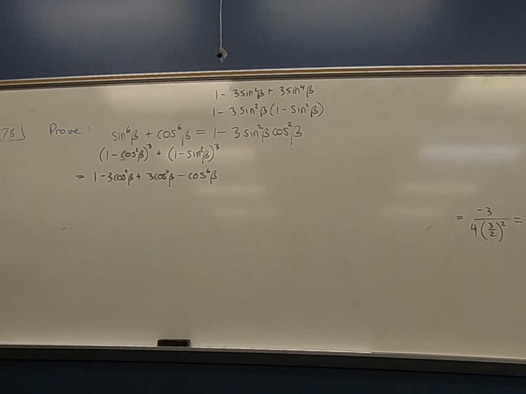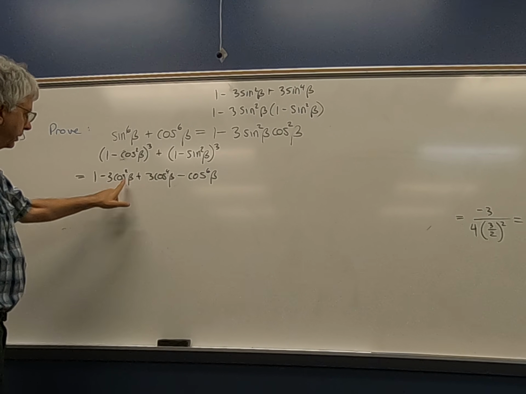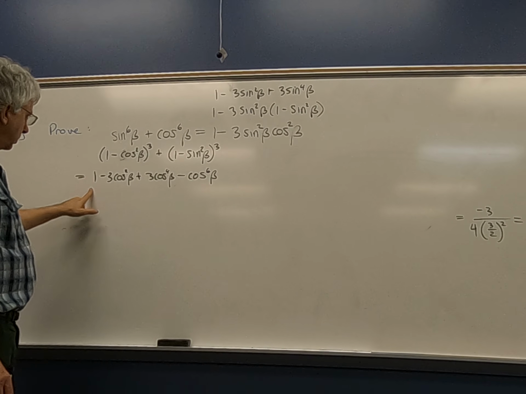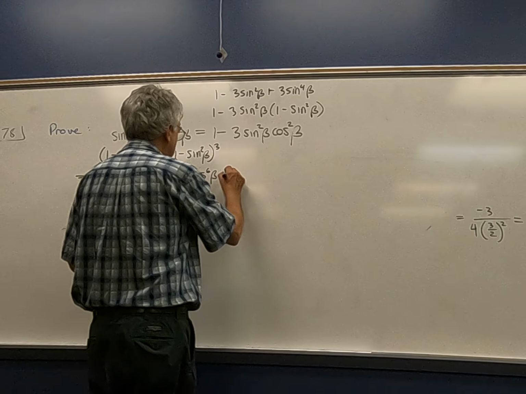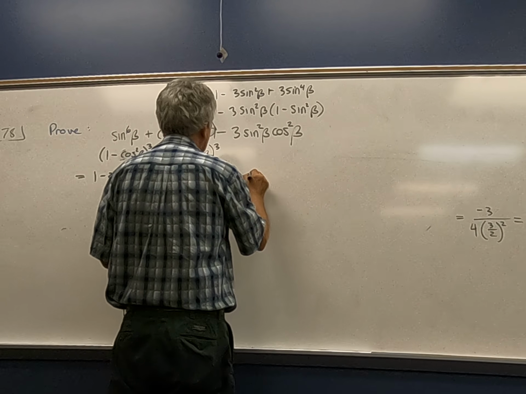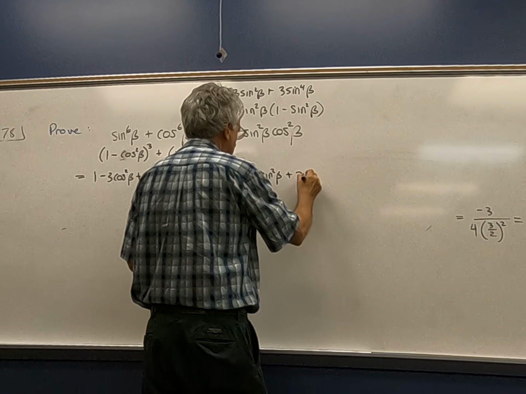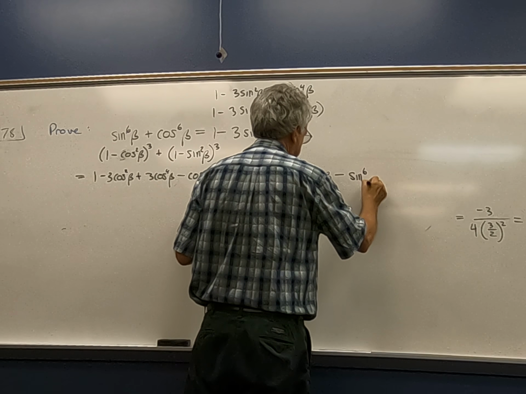Oh. What happened there? Is that correct in the first place? Yeah, notice that the powers of cosine squared are increasing. So cosine squared to the 0, cosine squared to the 1, cosine squared squared, cosine squared cubed, and the coefficients are 1, -3, 3, -1 because it's a negative. Okay, so the same thing here: 3 sine squared beta plus 3 sine to the 4th beta minus sine to the 6th beta.